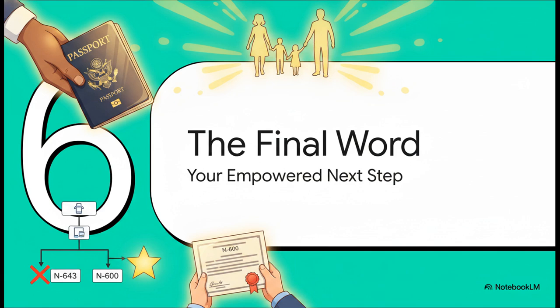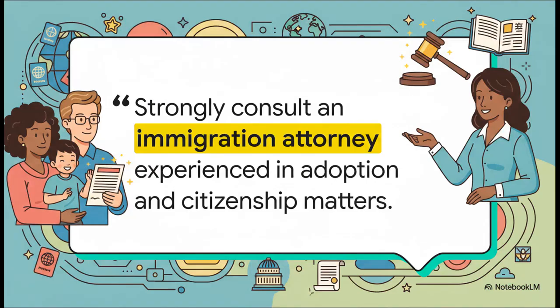So, what is the single most important thing you can do now? Let's get to the final word. And here it is. If you take away just one thing from all of this, let it be this: talk to an expert. While everything we've talked about puts you on the right track, every family's story is different. International adoption and citizenship laws can be incredibly complicated. You might have issues with the Hague Convention or past immigration stuff. It can get complex. The single best thing you can do to make sure this is done right is to get professional help. Consulting an immigration attorney who really knows adoption isn't just a good idea, it's your most empowered next step.